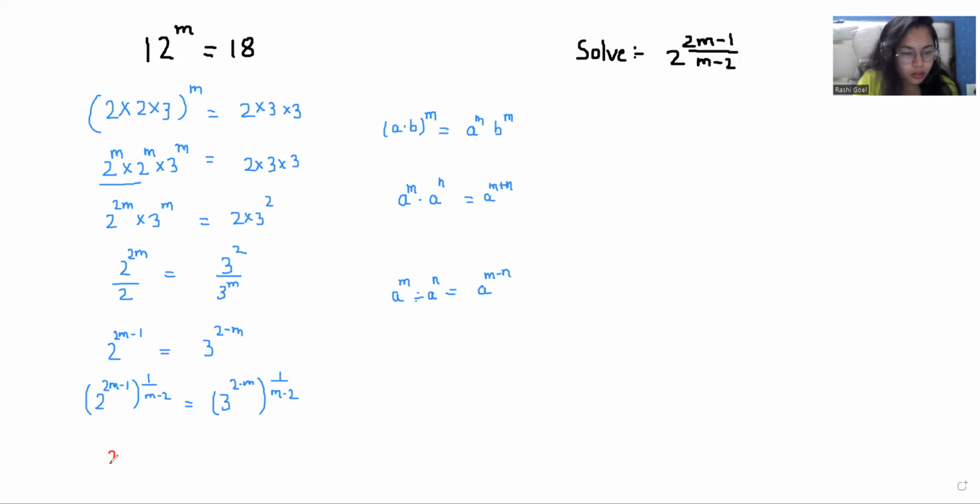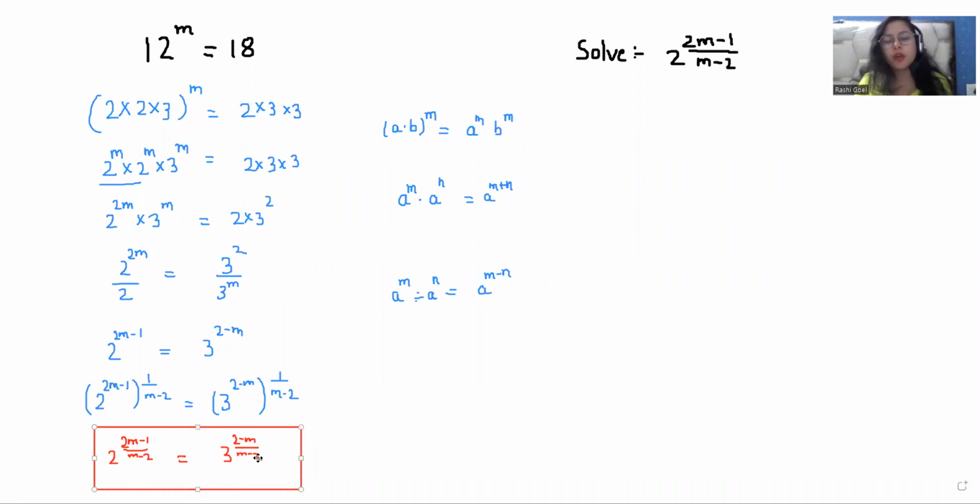So 2 power 2m minus 1 over m minus 2 is equals to 3 power 2 minus m over m minus 2. So our value of 2 power 2m minus 1 over m minus 2 is equals to 3 power 2 minus m over m minus 2. That's how you can solve this equation.